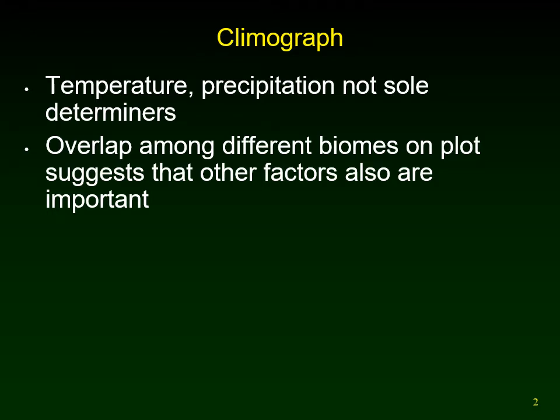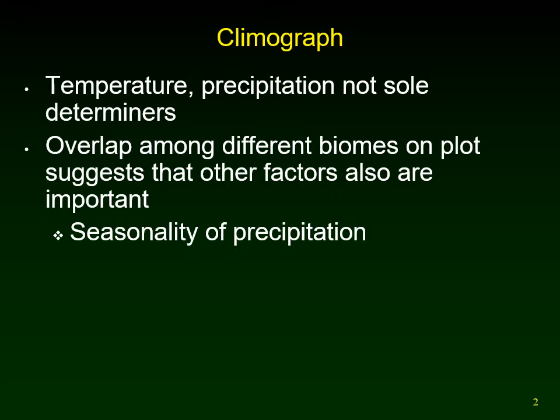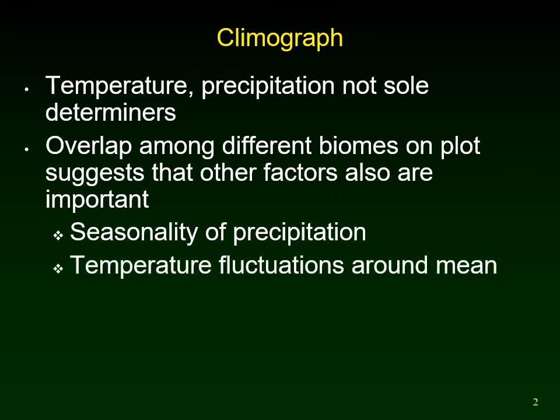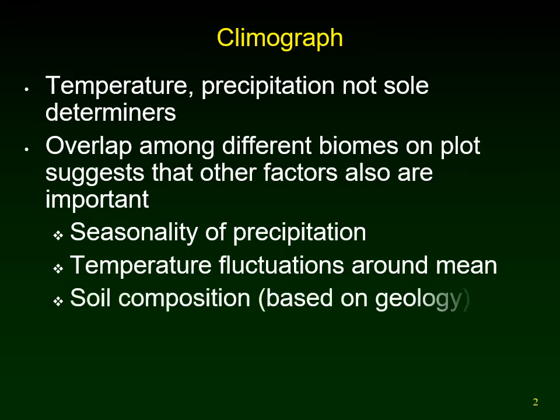Depending on average temperature and average precipitation, sometimes you have a choice of different biomes at a location, and the seasonality of precipitation and the temperature fluctuations around the mean become important. Does the temperature drop below freezing at a certain time of the year? Is there a dry season in precipitation? A couple of other important factors are soil compositions and altitude.